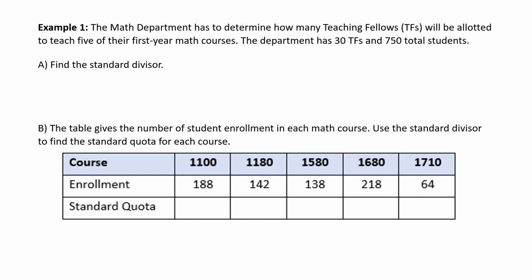Example 1. The math department has to determine how many teaching fellows, denoted TFs, will be allotted to teach 5 of their first year math courses. The department has 30 TFs and 750 total students. To do this, we begin by finding the standard divisor.